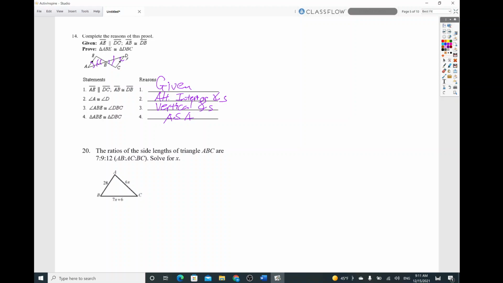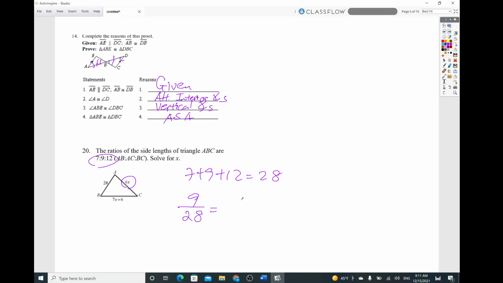Okay, another one. The ratios of the side lengths of triangle ABC are 7 to 9 to 12. This is the ratio of AB versus AC versus BC. Solve for x. First, you want to find the total ratio, so 7 plus 9 plus 12, which is 28. So 7 plus 9 is 16, and 16 plus 12 is 28. In order to find 6x, the ratio of AC, which is 9, is going to be 9 over 28.